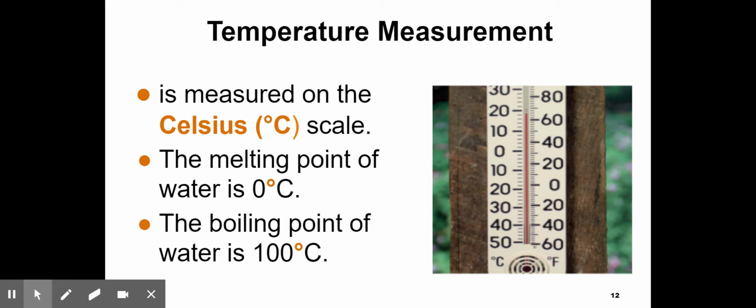The temperature unit is Celsius, and it is defined by the melting point of water. Ice melts to water at 0 Celsius, and the boiling point of water is 100 Celsius, and then they divide by 100 to get each degree.